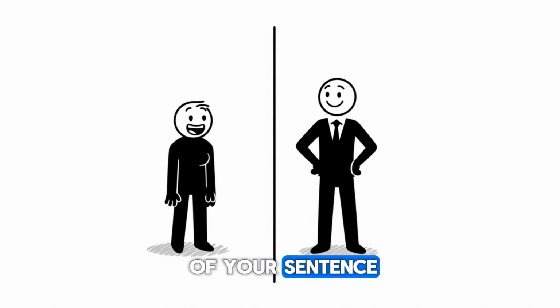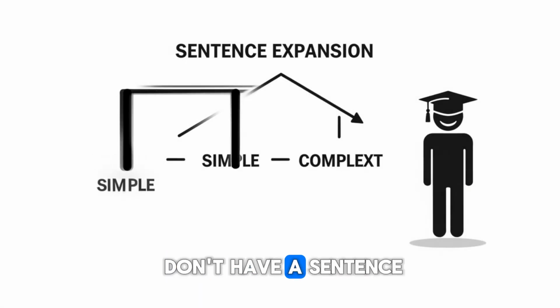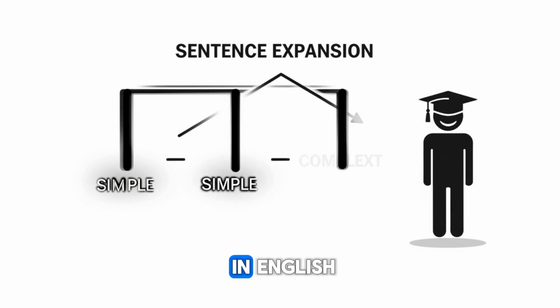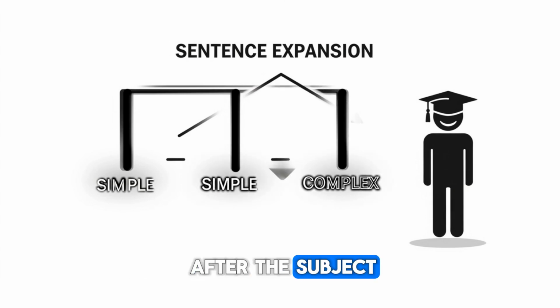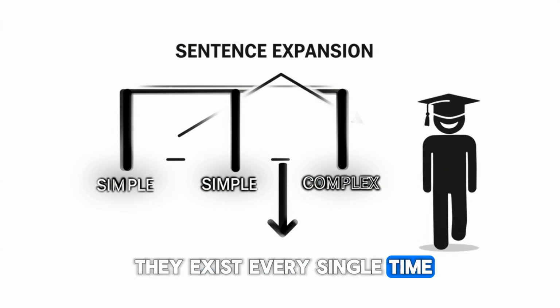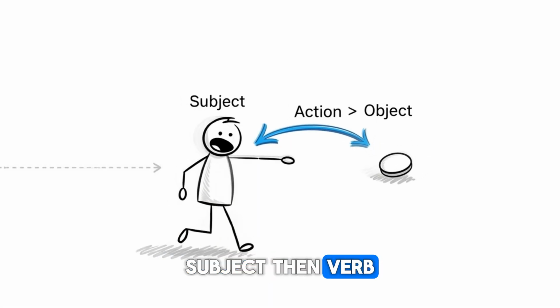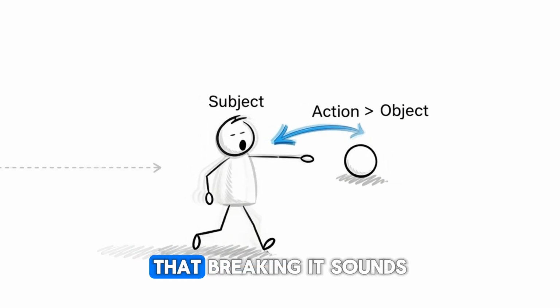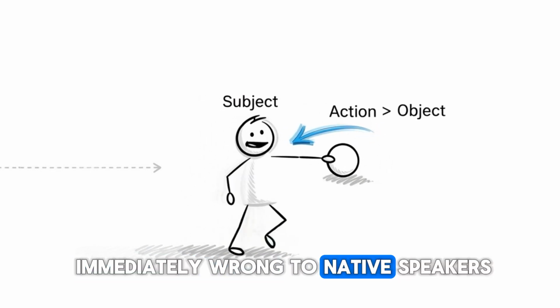Next comes the verb, the action or state of being. This is the engine of your sentence. Without a verb, you don't have a sentence. You have a fragment. In English, the verb comes immediately after the subject. I run. She thinks. They exist. Every single time. Subject, then verb. This pattern is so fundamental that breaking it sounds immediately wrong to native speakers.